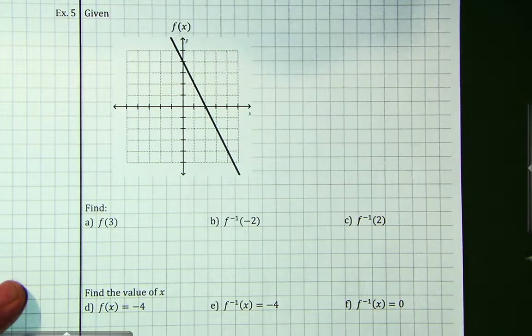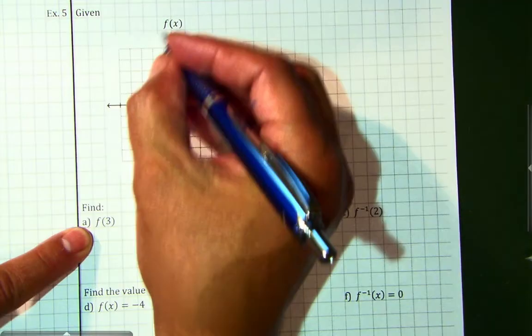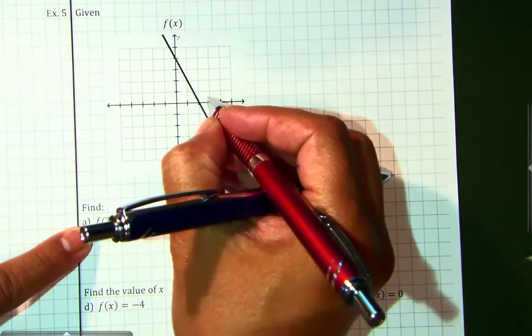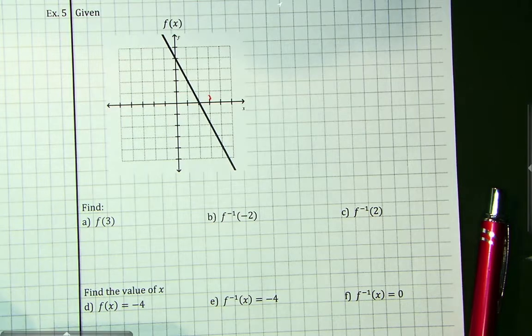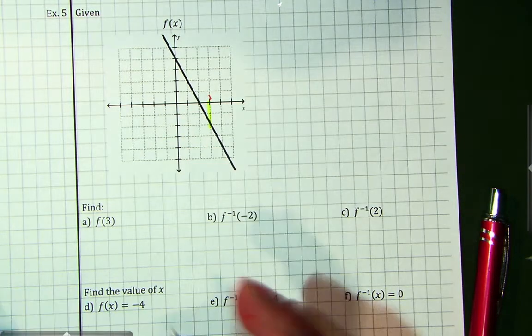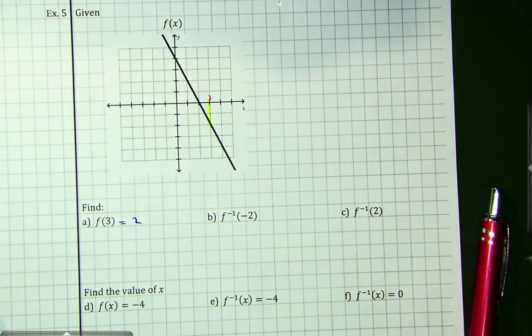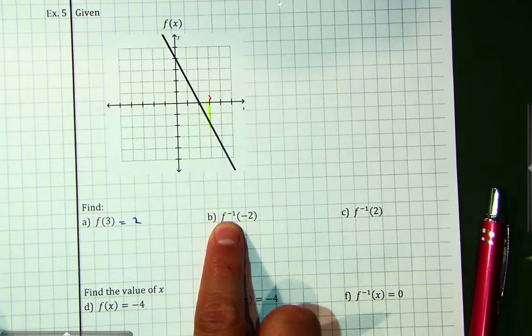So let's try the first one. At this point, you have worked out the first 3. So f of 3. Well, this is the f function, and I know that this is 3. So therefore, the y value is 2. You agree? F inverse of negative 2.